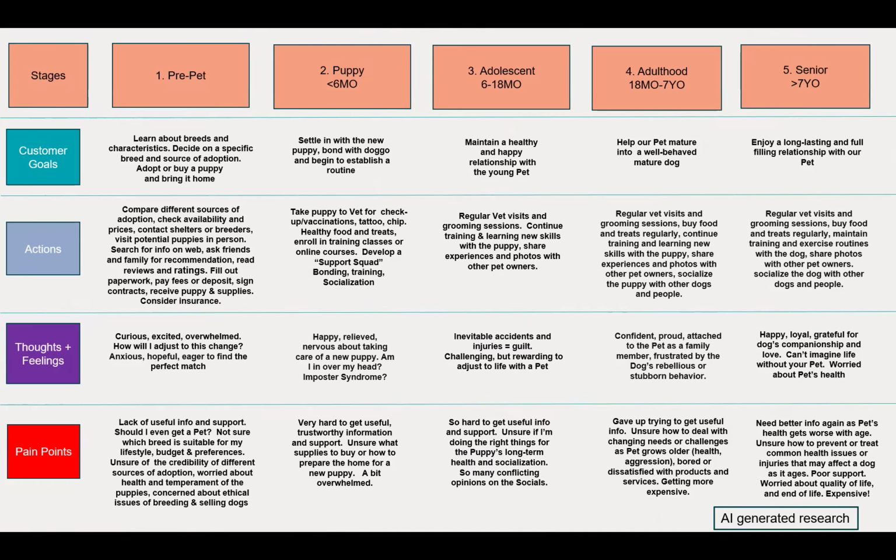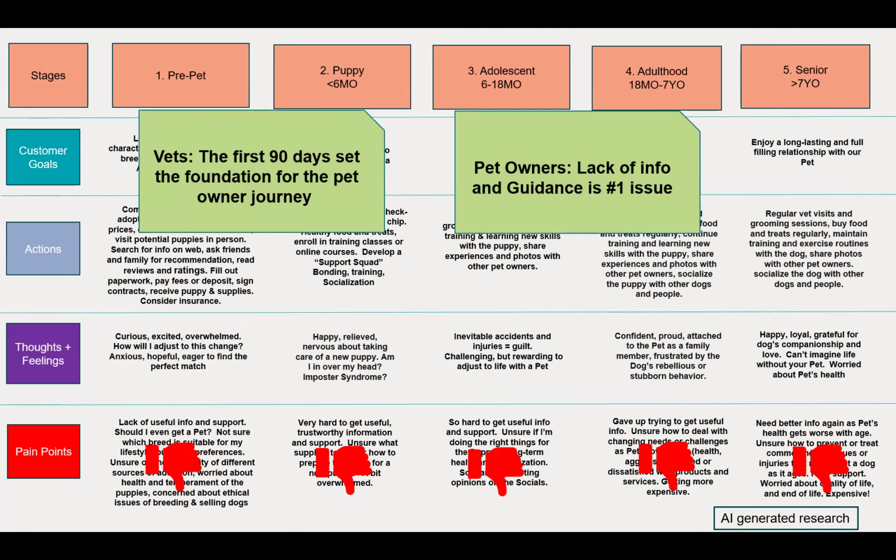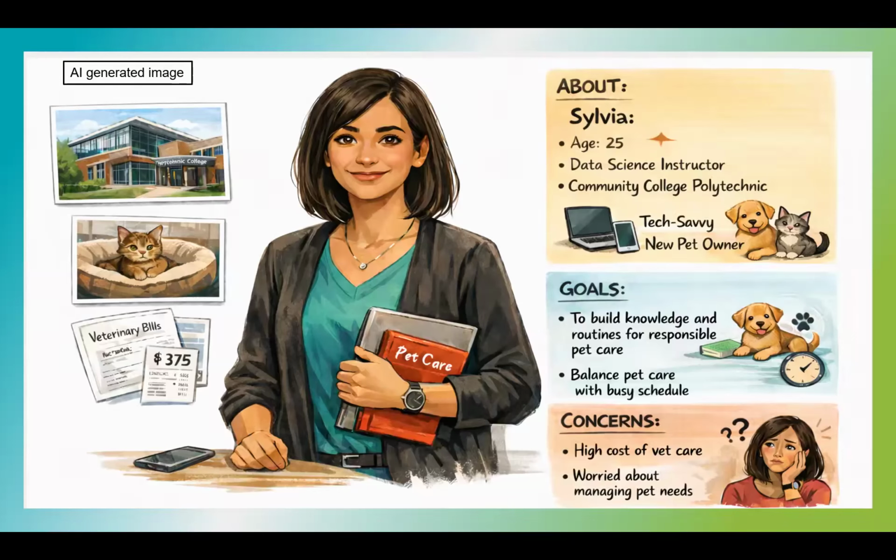So then we developed this kind of journey map on the overall life cycle of a pet, from pre-pet all the way to senior pet and end of life. And what we did was we looked at that and we just focused really on the pain points. And what we found is the biggest pain points were around information and support. And so they really struggled, whichever part of the pet's life it was in, and also trying to figure out what pet to get was just as challenging. So pet owners said the lack of information and guidance is the number one issue, and vets said the first 90 days set the foundation for the pet owner journey, as you saw in the previous.